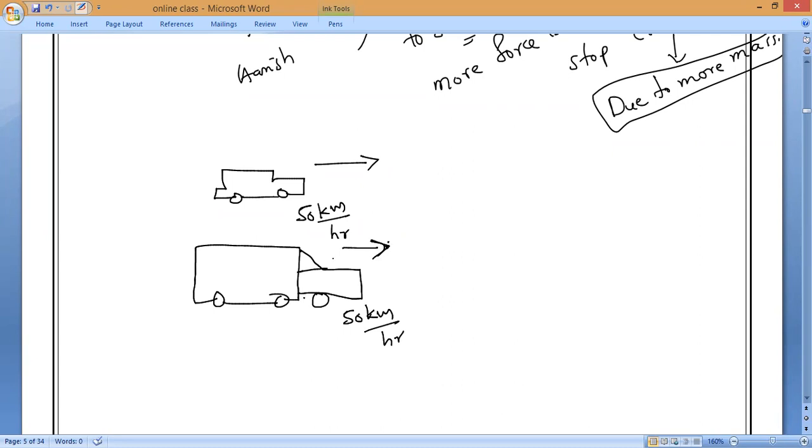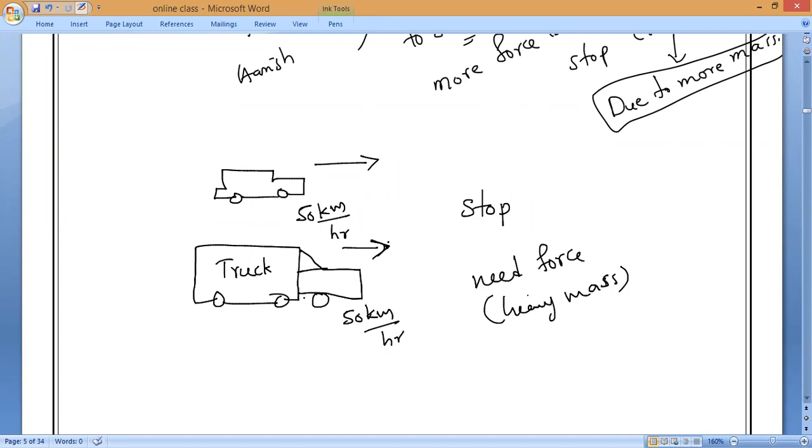Now, if you notice carefully, both are coming at the same 50 kilometers per hour. Now, I decide to stop this car as well as the truck. Tell me, which requires more force to stop, the car or the truck? The truck. Why does the truck require more force? Because of more mass. To stop, the truck needs more force because the truck has heavy mass, or more mass.